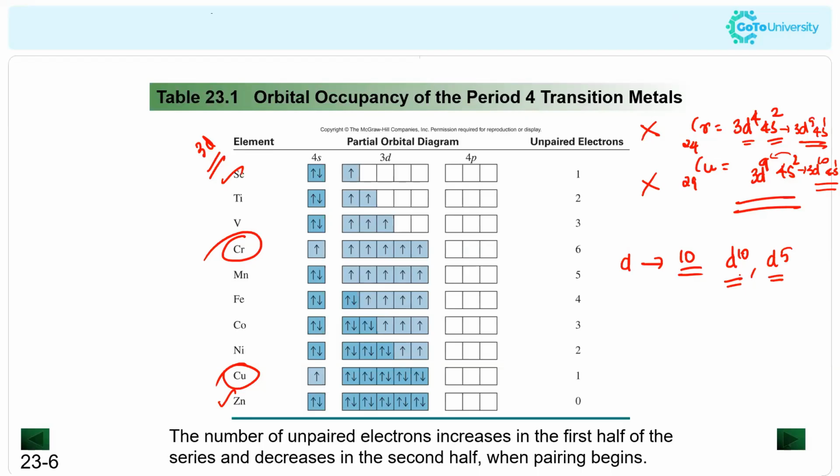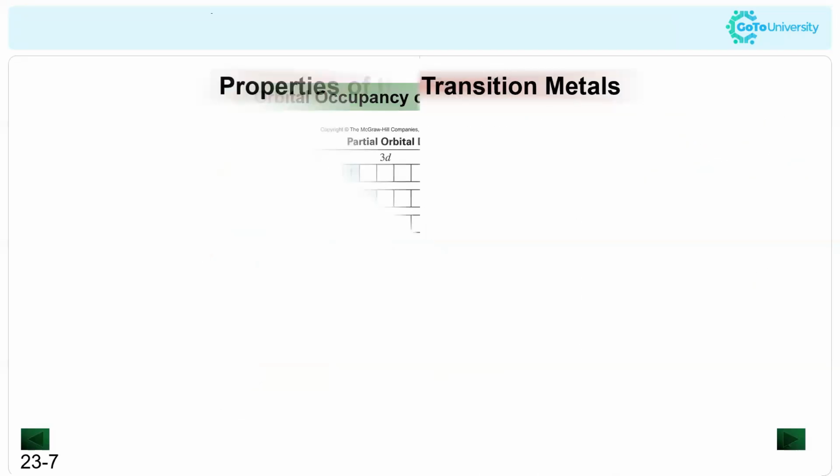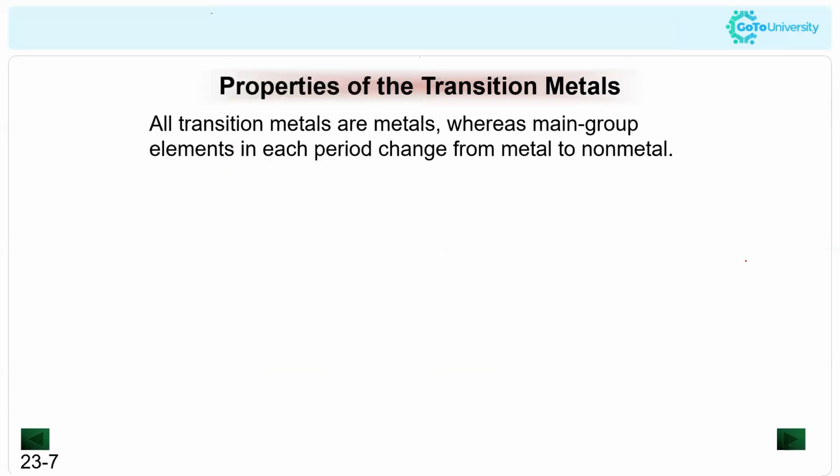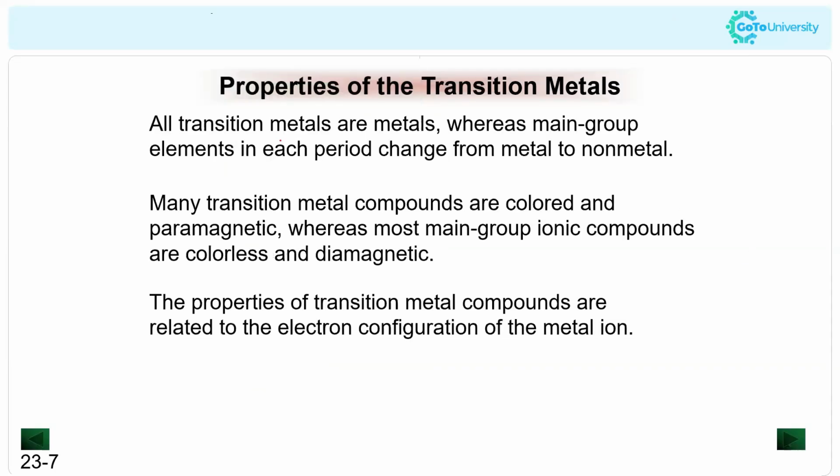Both of them differ from the expected configuration. It is due to the completely filled and half-filled stability of the d5 and d10 configurations. Now we are moving to the properties of the transition metals. All the transition metals, as the name itself makes clear, are metals, whereas main group elements in each period change from metal to non-metal.